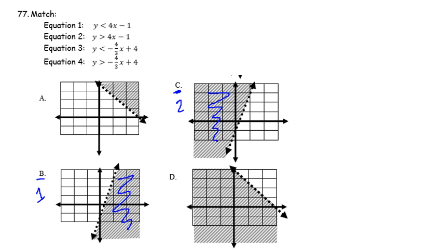Alright, now looking at 3 and 4. We know that it's going to be between A and D. Notice on A the shading is above the line, so equation 4 has the greater than sign. And then equation 3 has the less than sign, and notice that our shading is done below. So that would be the inequality 3.